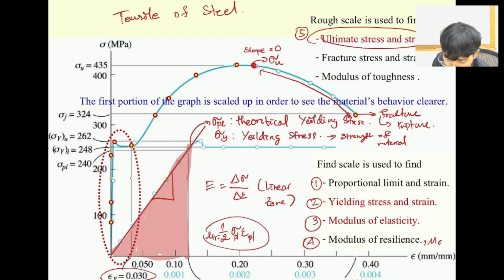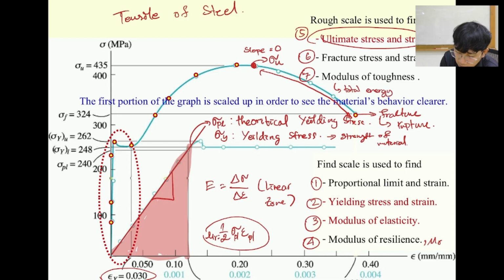Right. So number 6 is the fracture stress and strain, and number 7 is going to be the modulus of toughness. Do you know what the modulus of toughness is again? Still remember? In short, modulus of toughness is going to be the total energy of the material.